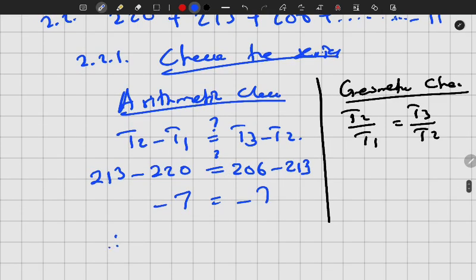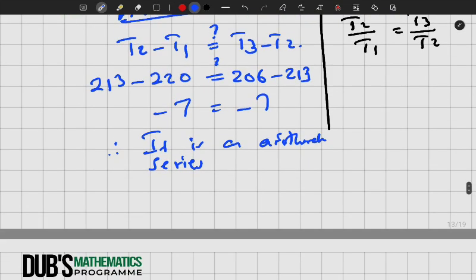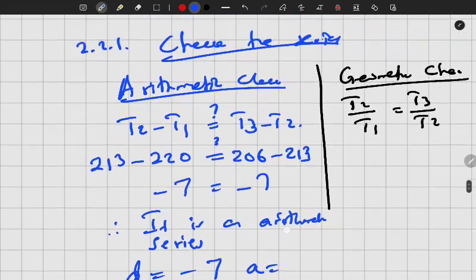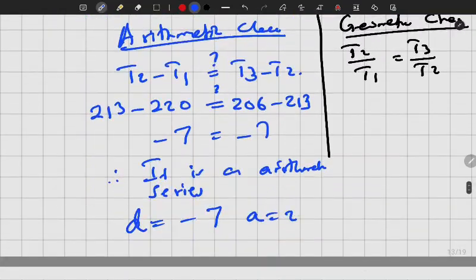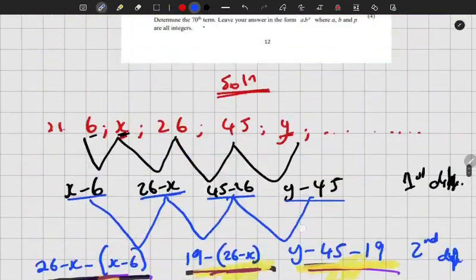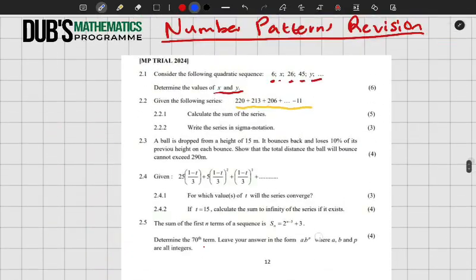So therefore, it is an arithmetic series. If the left hand side was not equal to the right hand side, we're going to move on and check if it is a geometric series. So this means that our d is minus 7, T2 minus T1. Our a is 220.